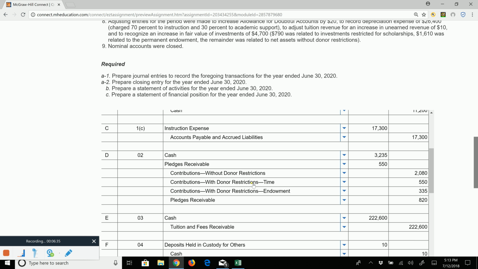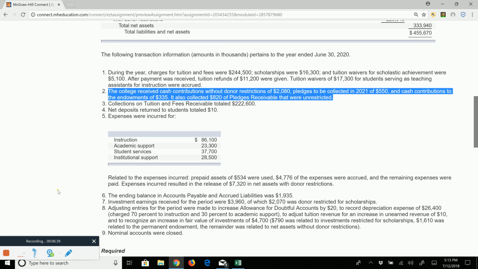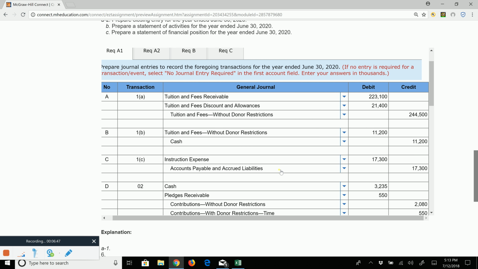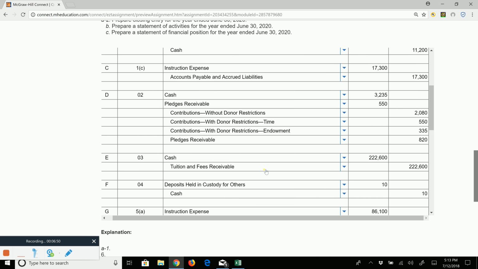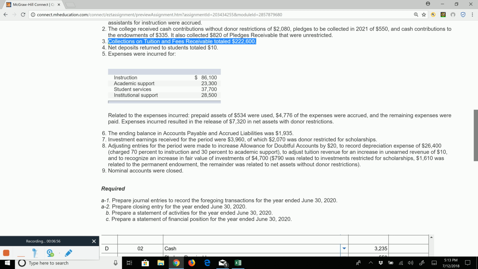Okay, the next one, number 3. That was a little challenging, but hopefully you got through that one. Number 3, all we're doing is collecting on our tuition receivable. Very simple. Debit cash, credit receivable. Debit cash, credit the tuition receivable. Pretty simple. Number 4, net deposits returned to students totaled 10.